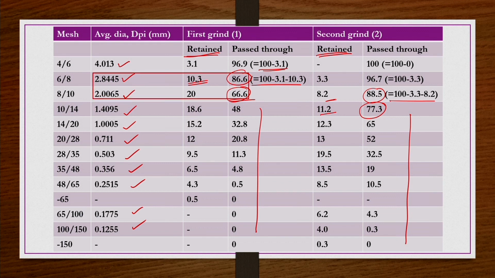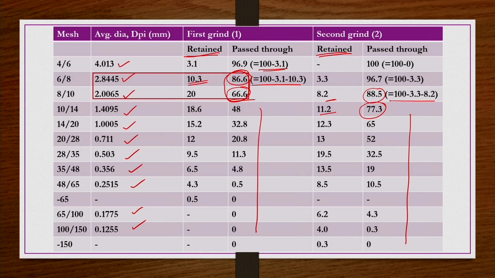So, in the first grind, 80% lies between these two, 6 by 8 and 8 by 10. Somewhere in between, 80% of the material has passed through. You can do the graphical method: plot material passed through versus the average size DP, and get the curve. Corresponding to 80%, whatever the DP is, that should be taken as DPB for the first grind.